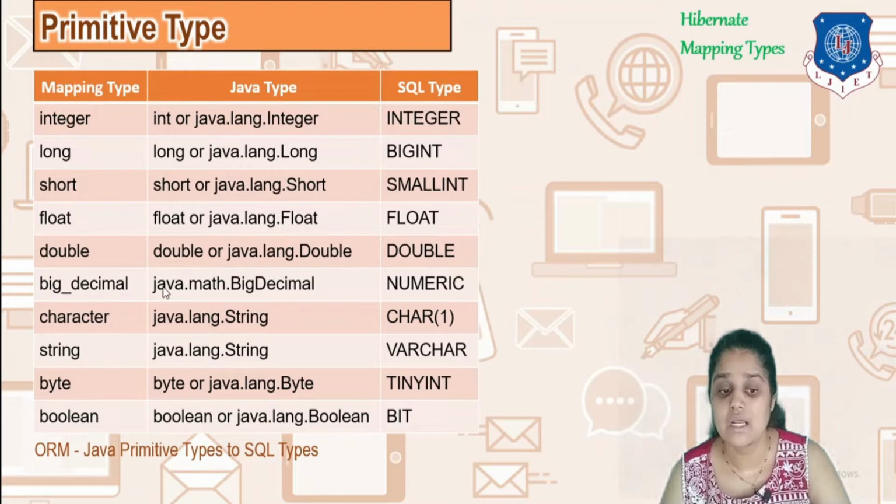If I want big decimal, I can have big decimal or numeric. If I have character, I have string or character(1). If I have string, I have string or varchar.